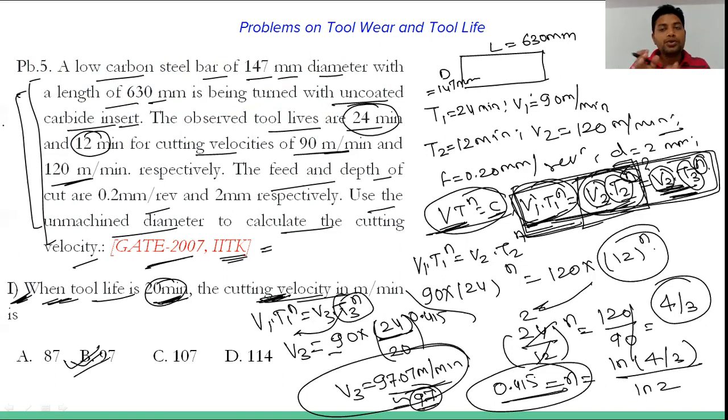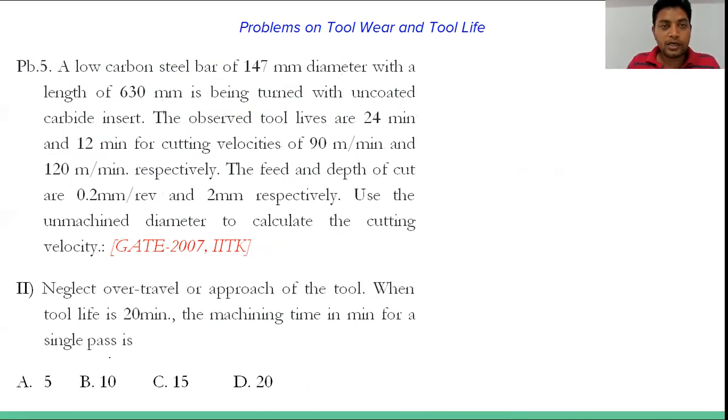Now you have to use this value in the second question to find out the answer of the second question. So as I told you, this is the linked data question. Okay, so the second question is, data will be the same: neglect over travel and approach of the tool, when the tool life is 20 minutes, find the machining time in minutes for the single pass.